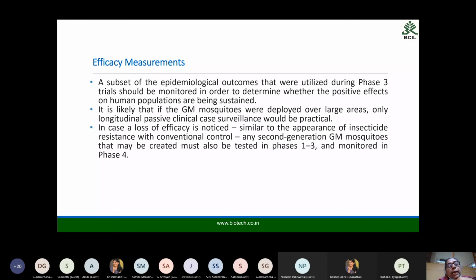It is also likely that for GM mosquitoes which are deployed over large areas, only longitudinal passive clinical surveillance would be practical. However, in case a loss of efficacy is noticed, similar to the appearance of insecticide resistance, we might have to go for second generation GM mosquitoes, but those second generation GM mosquitoes cannot be deployed immediately, saying that, oh, I have this backup. That backup will again have to be tested from phase 1 to 3 and monitored in phase 4.